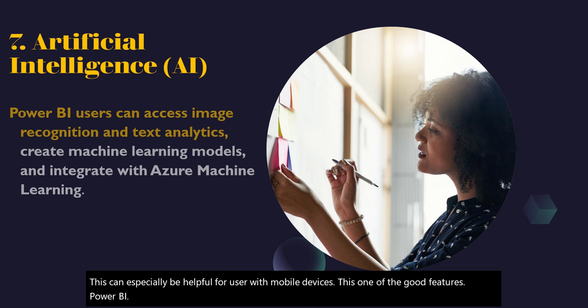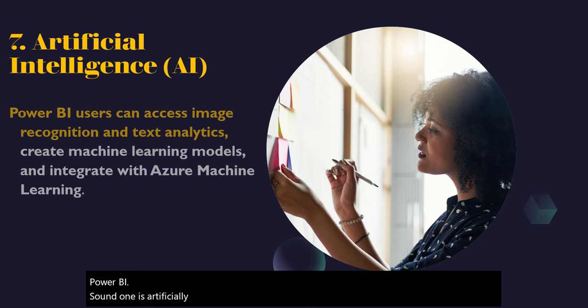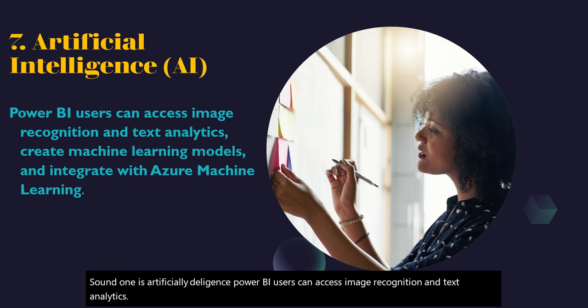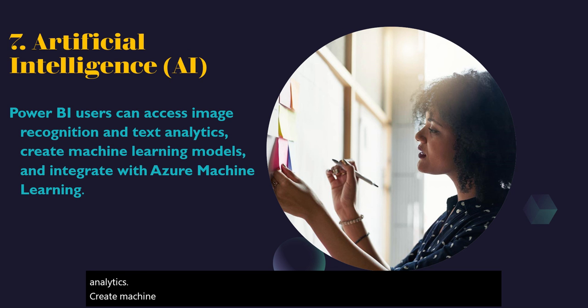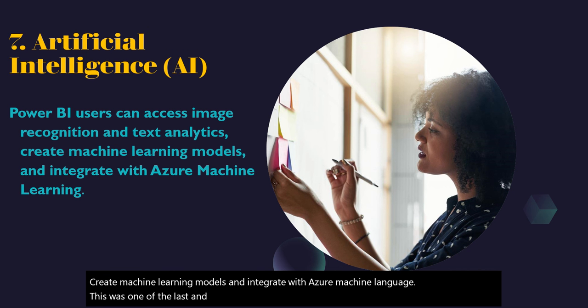Seventh one is artificial intelligence. Power BI users can access image recognition and text analytics, create machine learning models, and integrate with Azure Machine Learning. This was one of the last and most important things in Power BI, artificial intelligence.